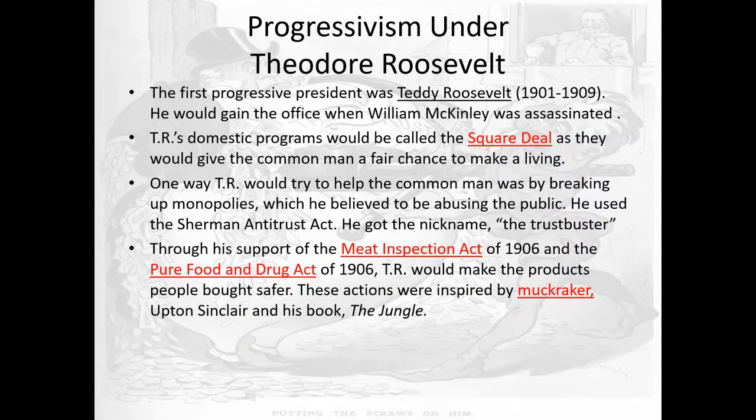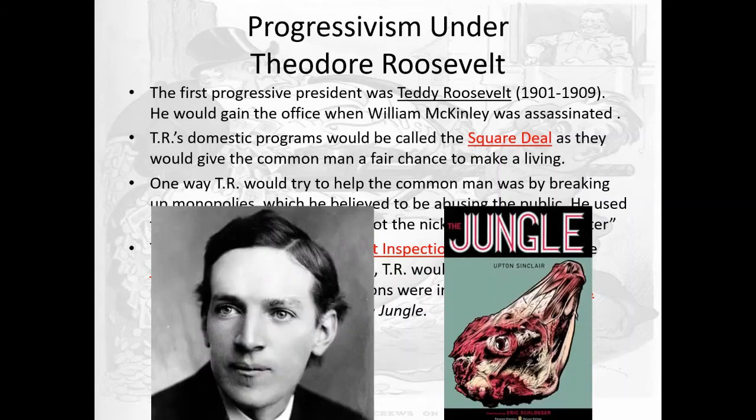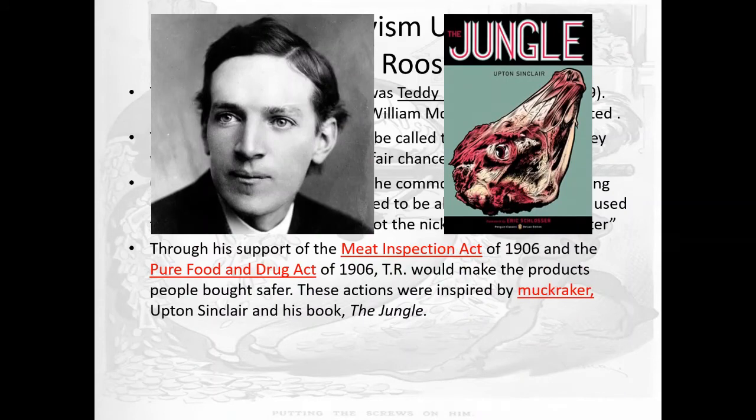Through his support of the Meat Inspection Act of 1906 and the Pure Food and Drug Act of 1906, TR would make the products people bought safer. And these actions were inspired by muckraker Upton Sinclair in his book, The Jungle, which we did a focus question about earlier in this unit. And here's a picture of a young Upton Sinclair and his book, The Jungle.